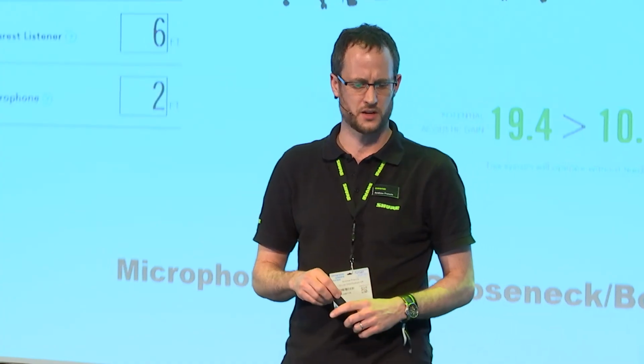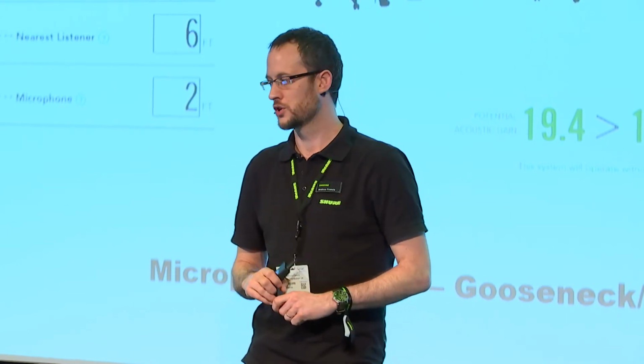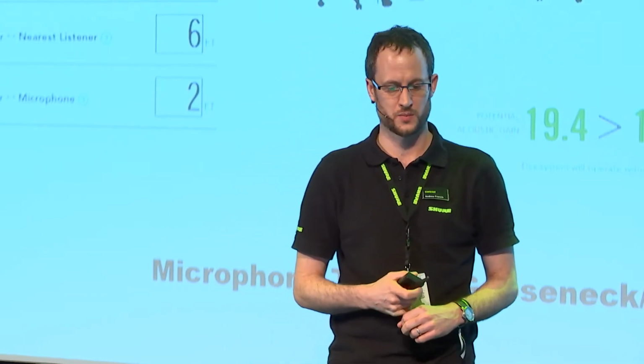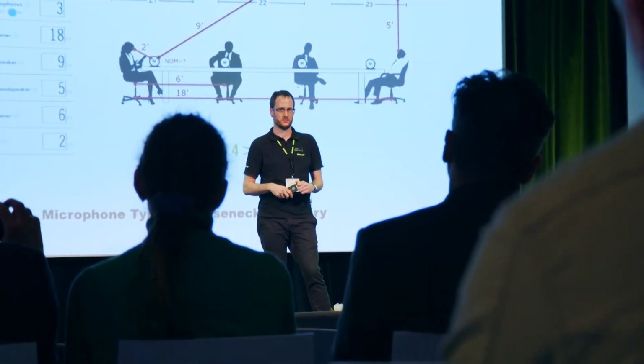So in this PAG/NAG calculator we've used a gooseneck or a boundary microphone very close to the talker. So here we can see the talker is only 2 feet from that capsule, but the nearest loudspeaker is 9 feet away. And the furthest listener is 18 feet away, and their listening distance is 5 feet from their closest loudspeaker. This kind of audio system design can provide 19.4 decibels of potential acoustic gain, which is 9 dB more than the needed acoustic gain to compensate for the inverse square loss of volume over 18 feet. So this will work well. This will be a good voice lift system.